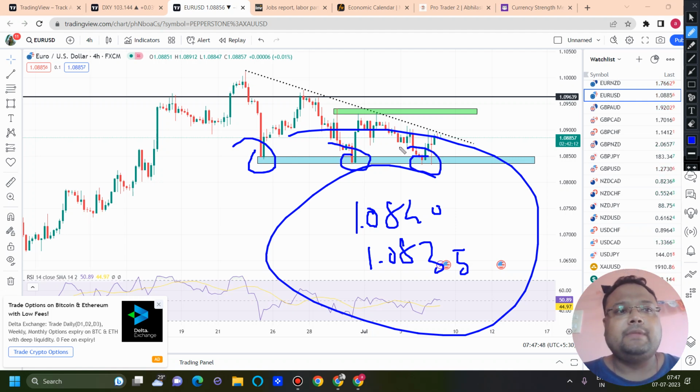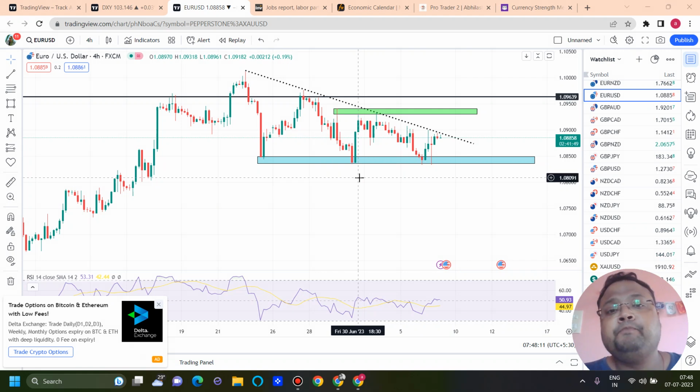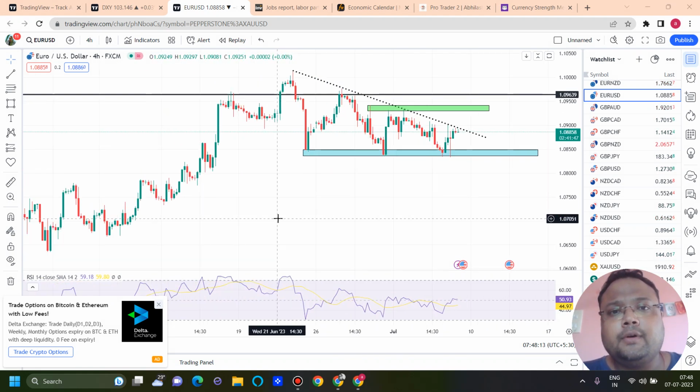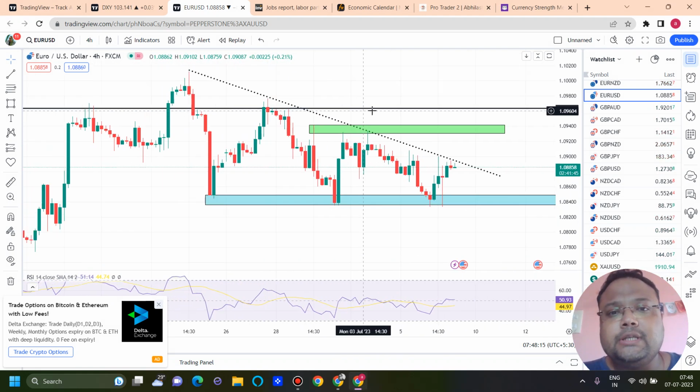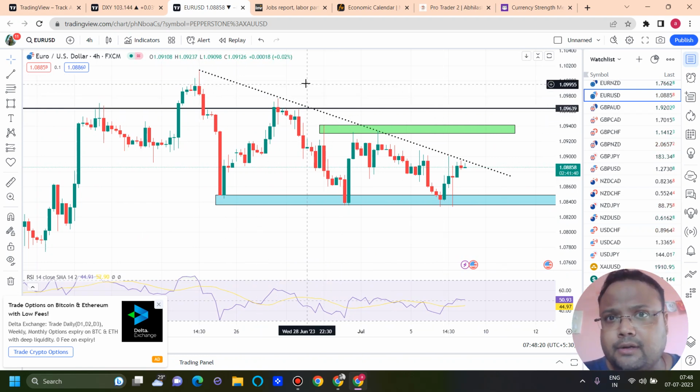We can see the market has already taken support 4 times. So usually after 4 times the level becomes weak. Most of the time we get to see a breakdown after 4 to 5 times. So next time if market comes down for some support, be careful, because there's a high chance that market will be going down. And moreover, we can also see a descending triangle pattern, clean descending triangle pattern on the chart.